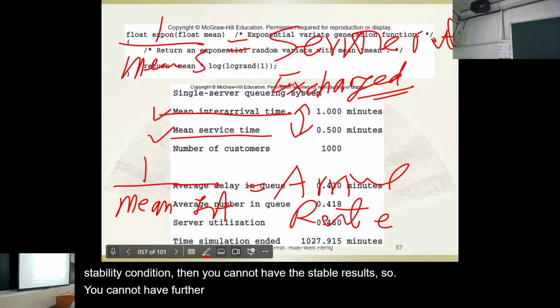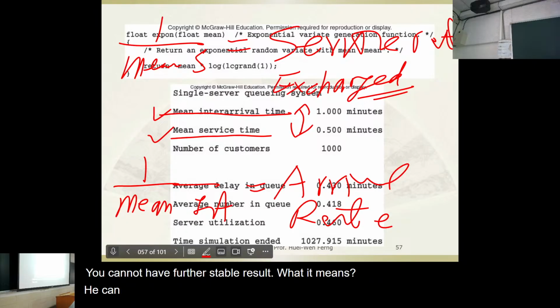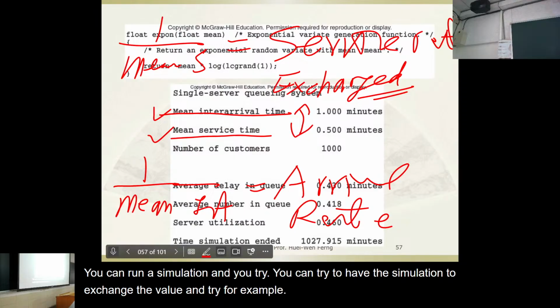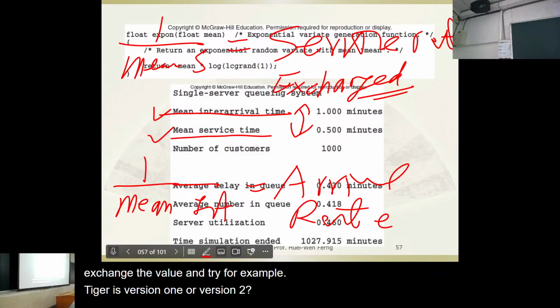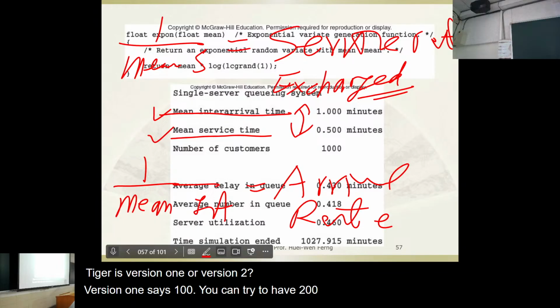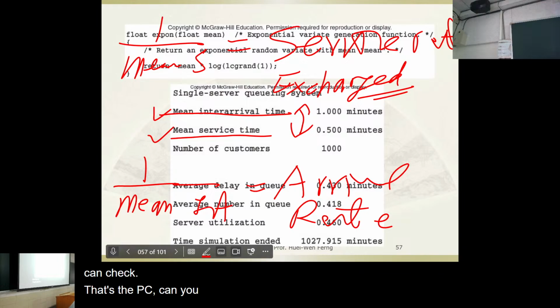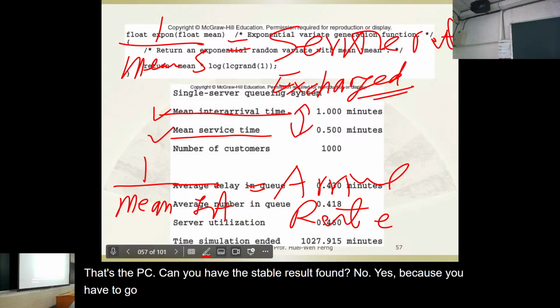What does it mean? You can run the simulation and try to change the value. For example, try version 1 or version 2. Version 1 says 100, you can try 200, you can try 1,000. Then you can check the statistics. Can you have a stable result? Finally, no.